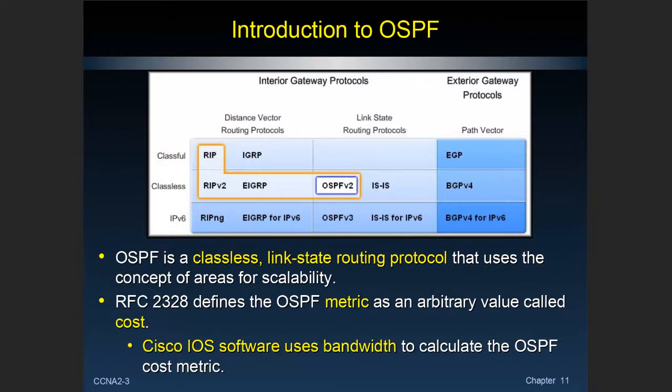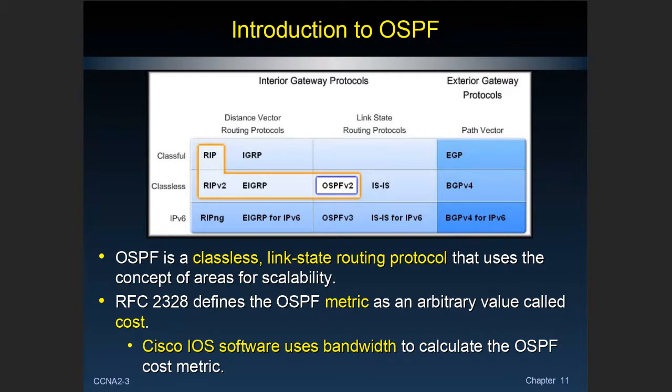So the request for comment, the RFC for OSPF, says it's only metric. Now remember, RIP was hop count, only hop count. EIGRP was bandwidth and delay, sort of a composite metric. But OSPF, they said it's only cost. They didn't say what the cost should be, but obviously God intended the cost to be bandwidth. So Cisco IOS software uses bandwidth.